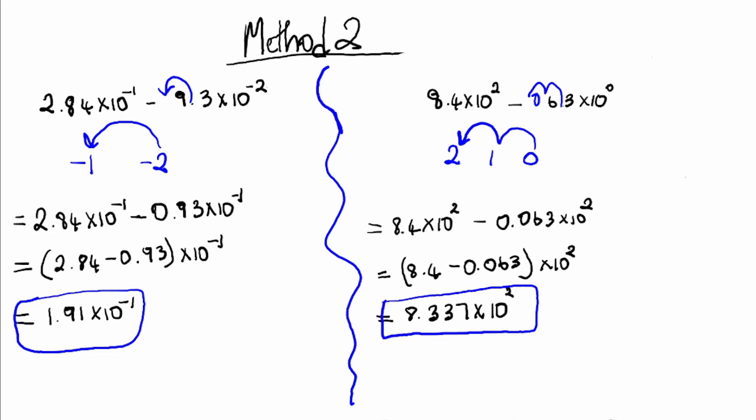Let's recap method 2. The first thing you do, you check to see if the powers of 10 are the same. If they are, you proceed with addition and subtraction. If not, you change from the lower power of 10 to the greater, after which you would add and subtract the non-index parts while keeping the power of 10 the same. Then you would have your answer.